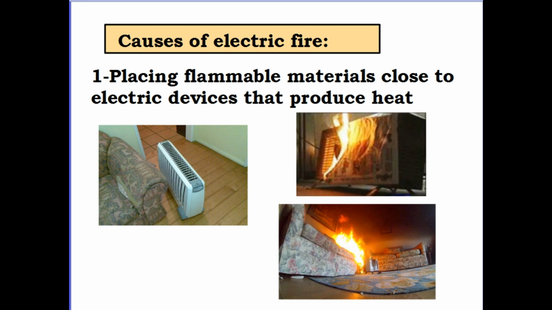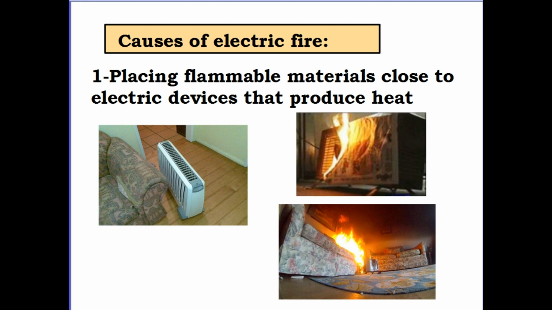What are examples of the machines that generate heat we use in the house? Like, for example, the electric heater, the electric iron, the stove. Any machine that generates heat is something dangerous because it produces heat, and if this heat increases up to a certain limit, it may cause fire.